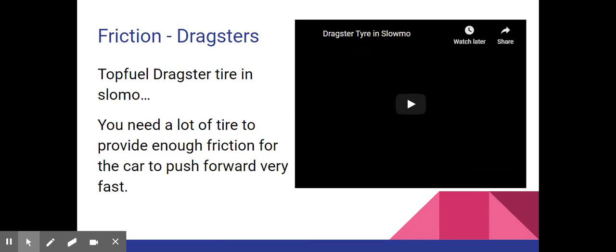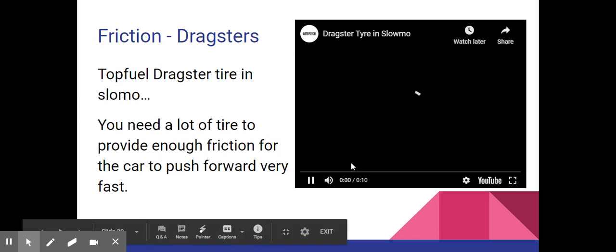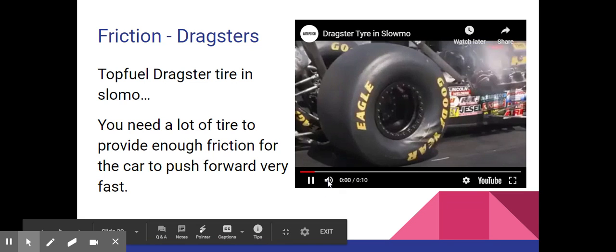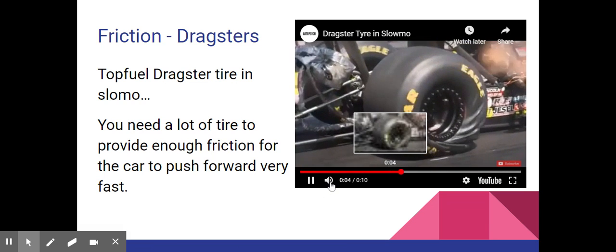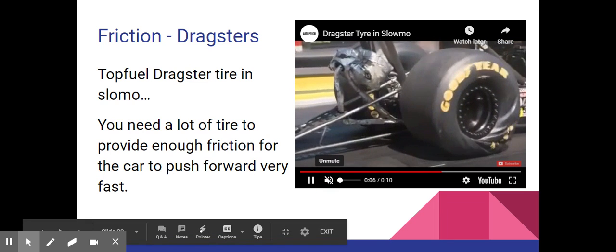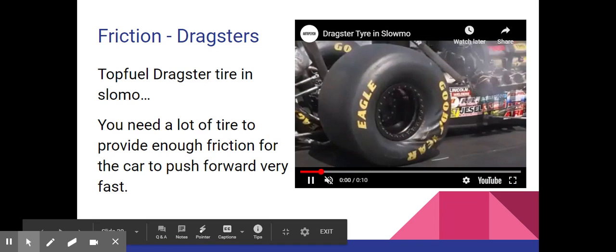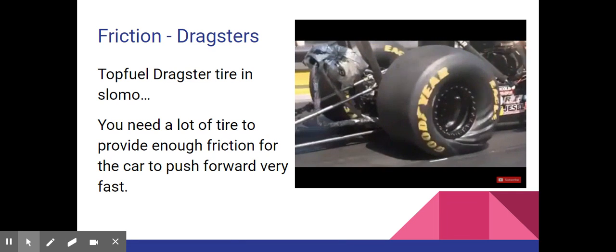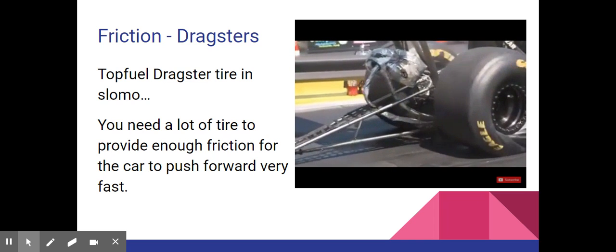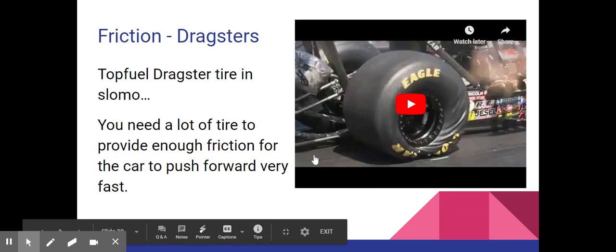So these Top Fuel dragsters, this is pretty cool when you can see in the slow-mo that you really need a lot of tire to provide a lot of friction. So you can really see that that tire is pushing against the pavement, and you can see spots where it slips a little, but for the most part that tire really stays stuck to the road as it's moving forward, as it's pushing that car forward.